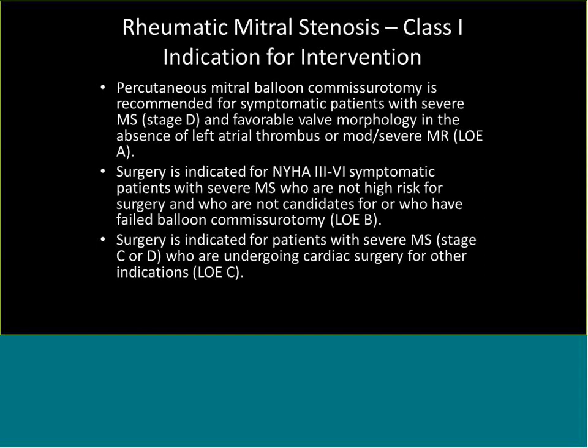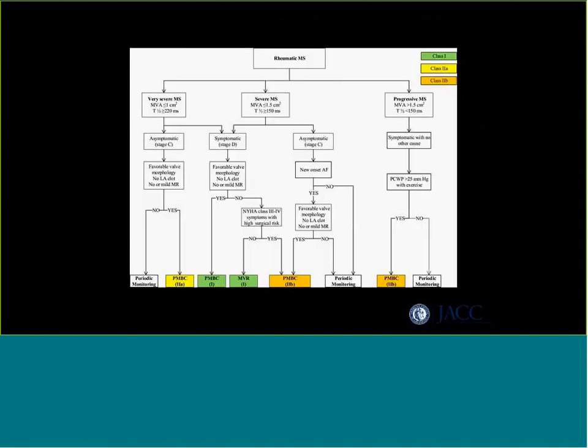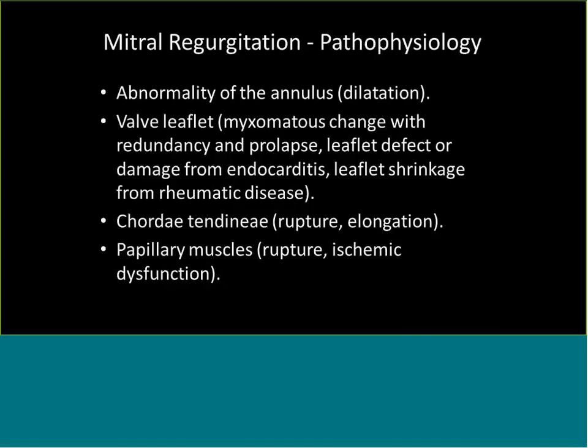Symptomatic patients with severe MS who are not high risk for surgery and who are not a candidate for or have failed percutaneous intervention. You know, this is very wordy: surgery is indicated for patients with severe MS, stage C or D, who are undergoing other cardiac procedures. So again, in assessing our coronary patients, we're checking an echo and doing a good physical exam to make sure there are no additional structural heart defects in addition to their coronary disease. So, the rheumatic mitral stenosis algorithm from the Journal of the American College of Cardiology.